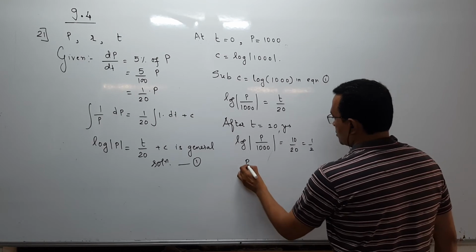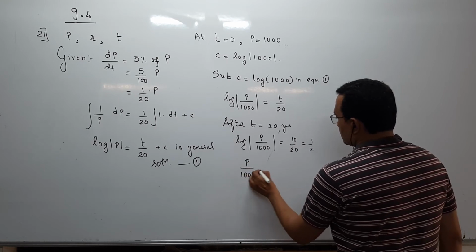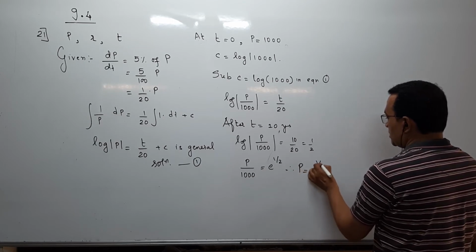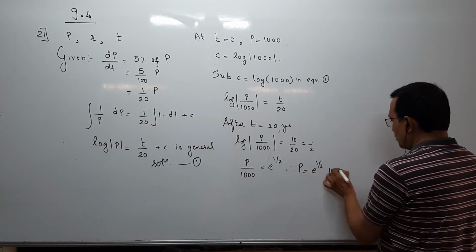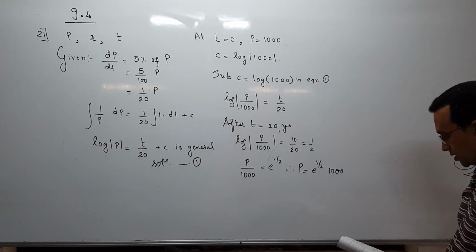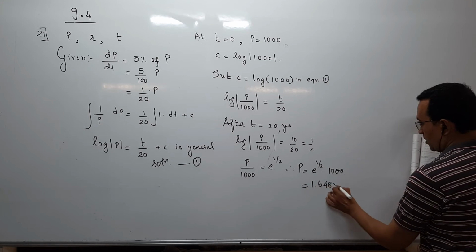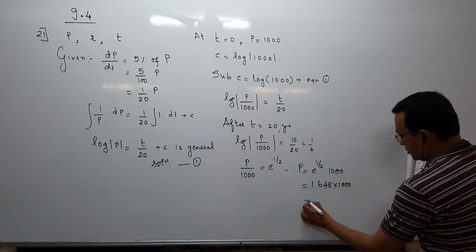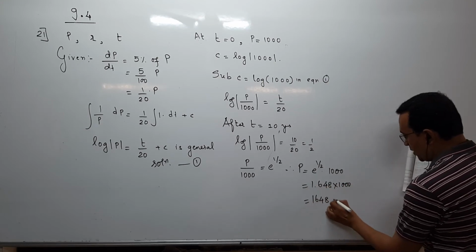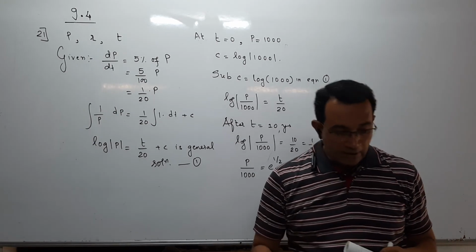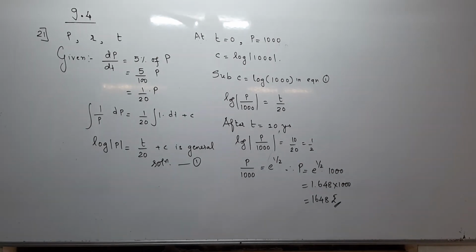Write this in exponential form. P by 1000 is equal to e raised to half. So the amount will be e raised to half into 1000. We are already given e raised to 0.5 is 1.648, into 1000. So it will be 1648 rupees. So rupees 1000 after 10 years at the rate of 5% would be rupees 1648.